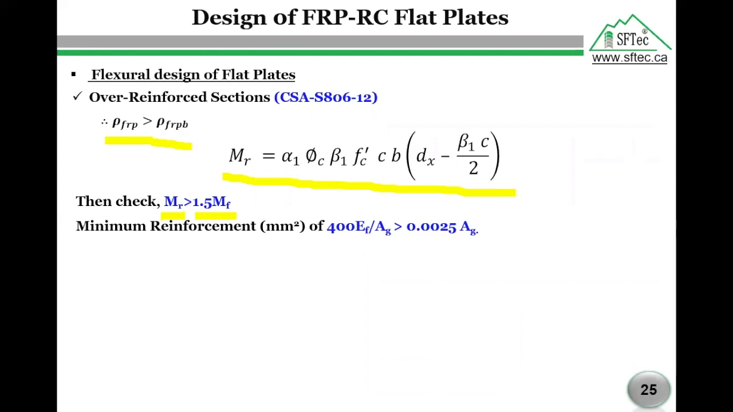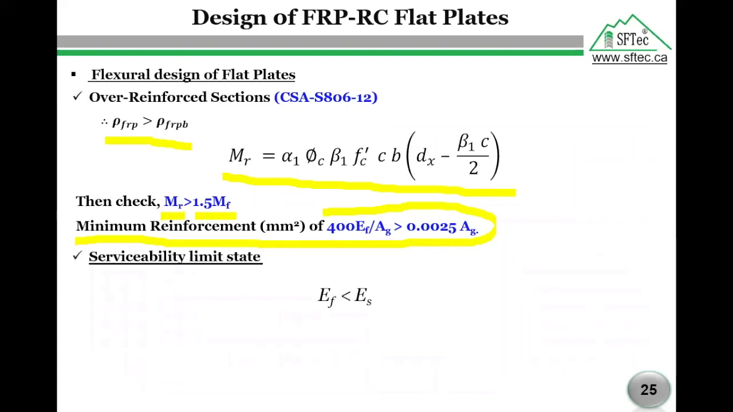Also in our design, we should satisfy the minimum reinforcement ratio, which is 400 times the elastic modulus over the area gross. And this term should be greater than 0.0025 area gross. To have a good design with FRB, you should check the serviceability limit state in such structures. The modulus of elasticity of FRB is lower than that of steel. So the higher strength cannot be fully utilized in reinforced concrete structures.